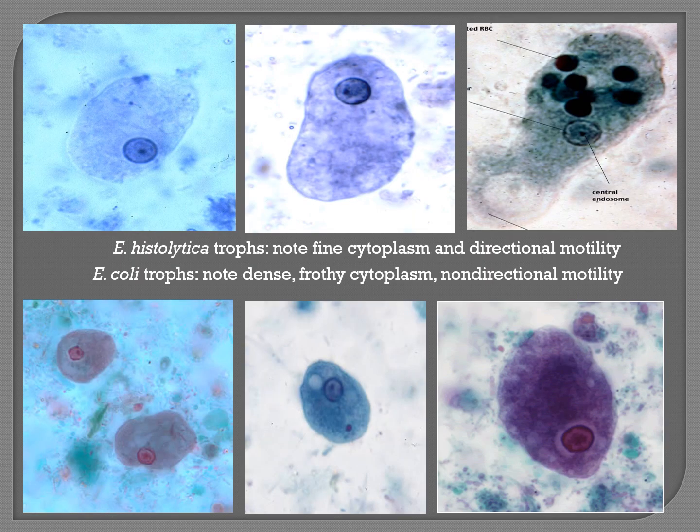All right, so here's some pictures of trophs. This is Entamoeba histolytica compared to Entamoeba coli on the trichrome stain. The three upper images are E. histolytica, and you can tell they're E. histolytica because of their fine and even peripheral chromatin, and you can also check out the cytoplasm that looks granular or lacy, and they are very stretched out and have kind of a directional motility. The organisms on the bottom row are your Entamoeba coli trophs. You can see that their cytoplasm is very dense and frothy, and you can also see that the peripheral chromatin is chunky and uneven. You can also tell that they are not very directionally motile either.